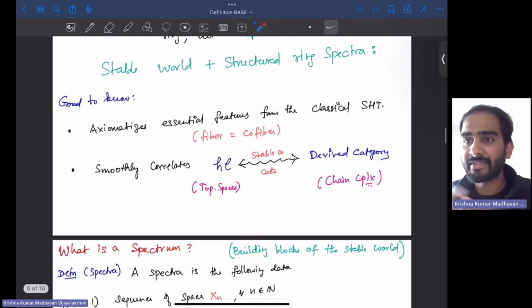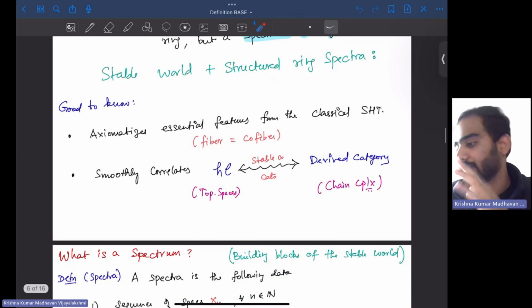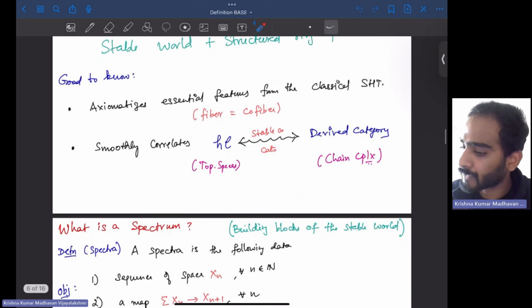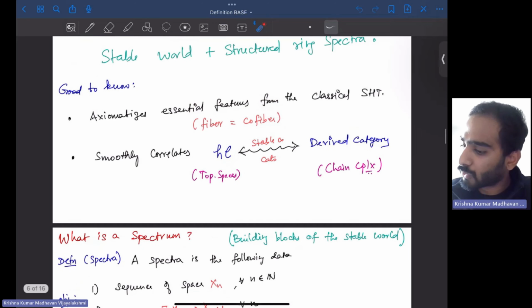These are basic elements to study in stable homotopy theory. E infinity rings are also called highly structured ring spectra, right? In the literature, you can find these words. Before beginning, there are two good things to know about this.